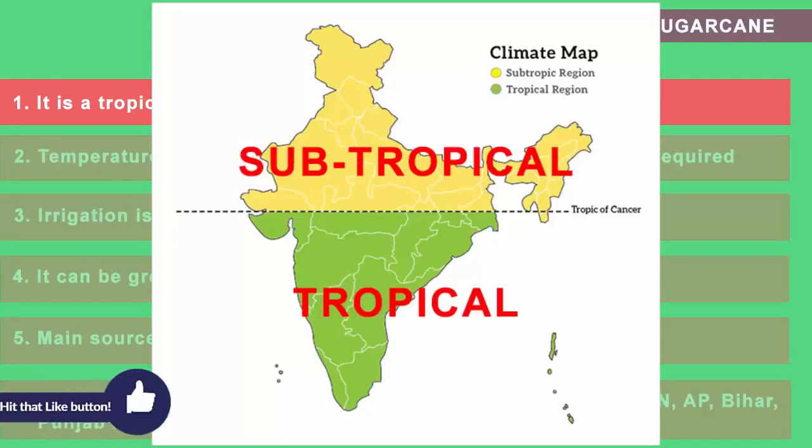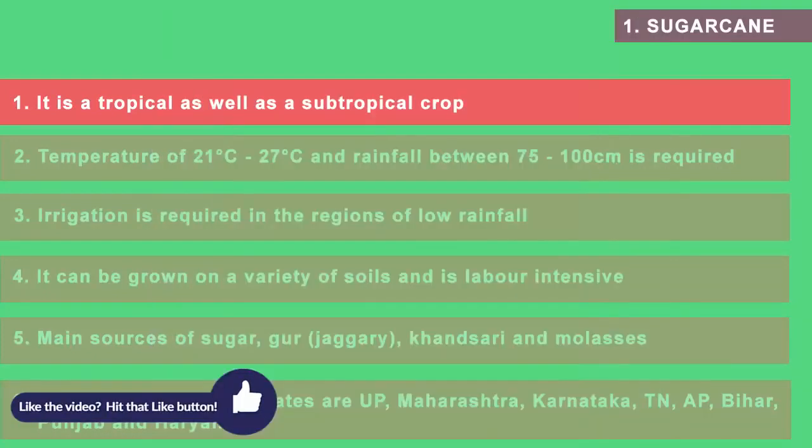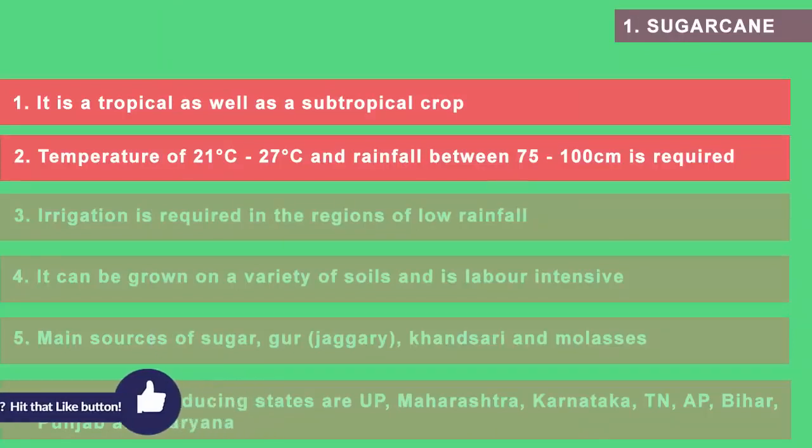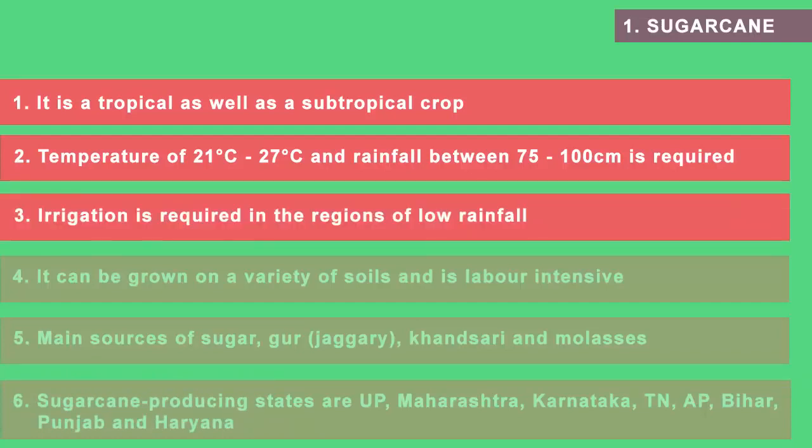It is a tropical as well as a subtropical crop. So it needs a hot and humid climate. A temperature of 21 to 27 degrees Celsius would be ideal. And then an annual rainfall of 75 to 100 centimeters would be good. So where there is low rainfall, you need irrigation.